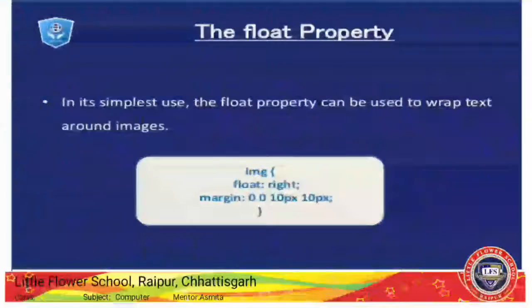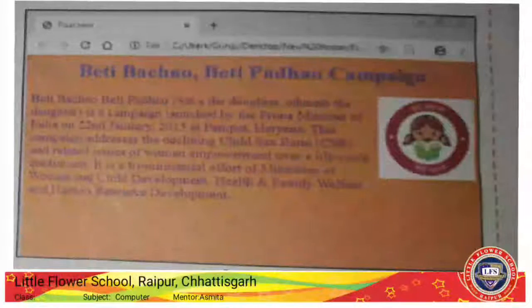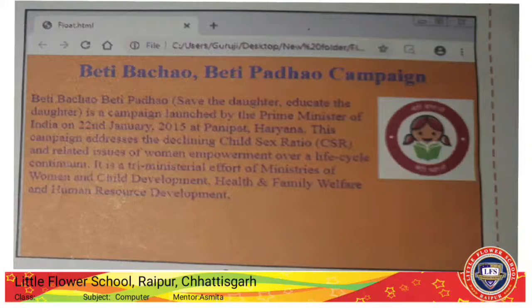Now, the float property. In its simplest use, the float property can be used to wrap the text around images. When we use a particular image around the text, then the float property is used. More you will understand with the help of this image. That is an image is placed and the text is wrapped around it. So to show this effect, the float property is mainly used. You can use the image anywhere around the text according to the left, right or center. So that's why the float property is used.